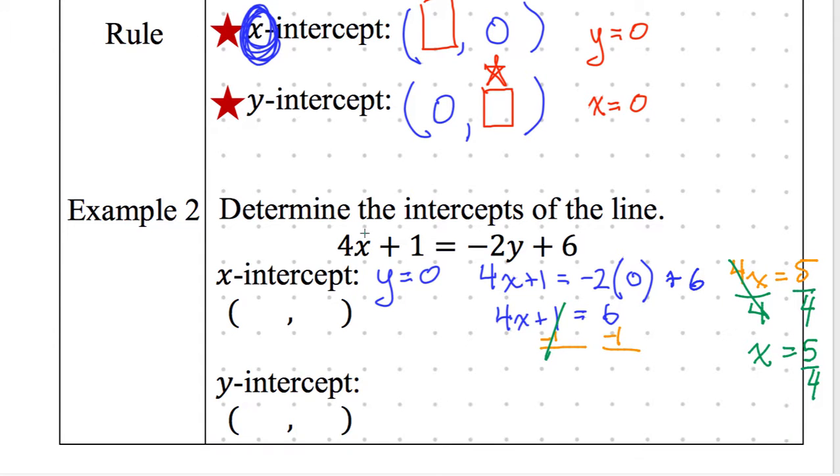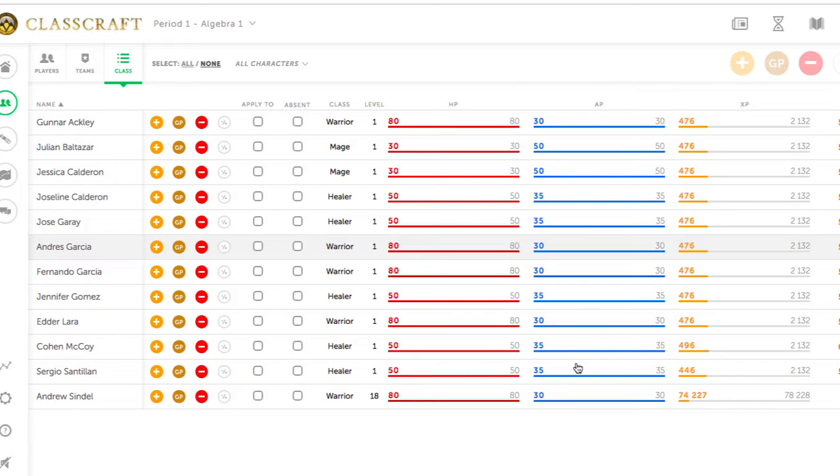5/4, does that go on the left or the right? Julian? The left, yes, that's the x coordinate. And we solved for the x. Therefore, 5/4 goes there. So Julian, thank you for your participation. I need to alphabetize this by first name, otherwise I'm not going to find you. Thank you.